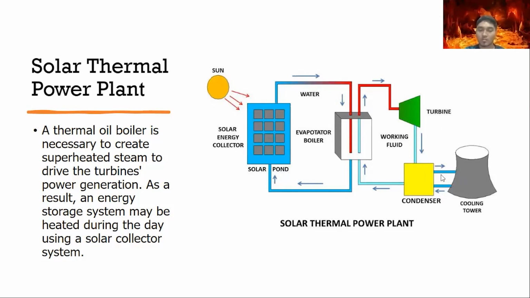So that's what we can see in the evaporator boiler, the water going from cold to hot, and then through the cooling water to cool down the water and go through the repeated process. A thermal oil boiler is necessary to create superheated steam to drive the turbine power generation. As a result, the energy storage system may be heated during the day using a solar collector system. So that's all I can explain. I will pass the presentation to Ammar.